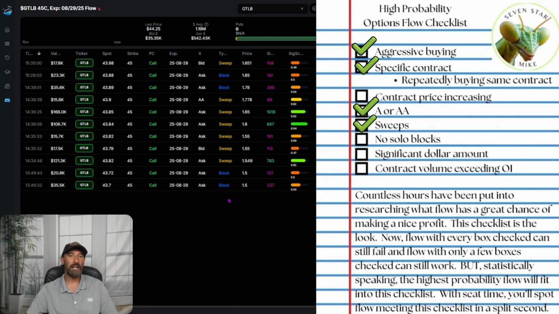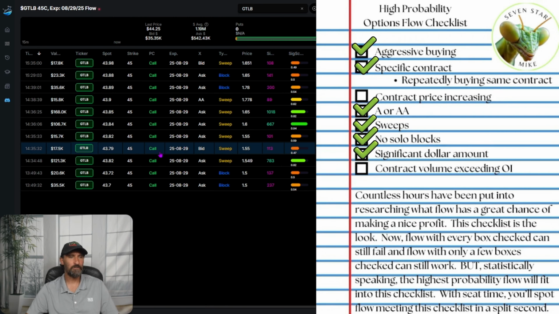It's not a solo block. Significant dollar amount. There's some small ones in there, but then you have 121, 106, 168. So the average dollar flow for this name is 1.19 million, and this is just under 600,000 in this contract alone. So that's pretty significant.